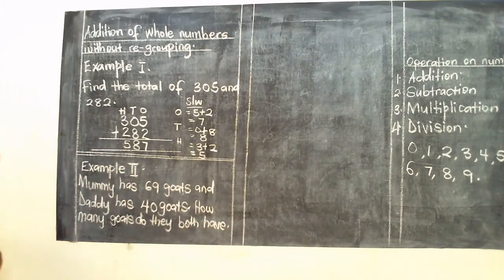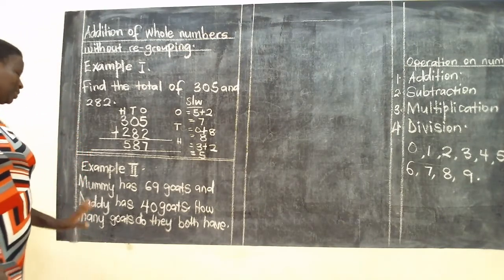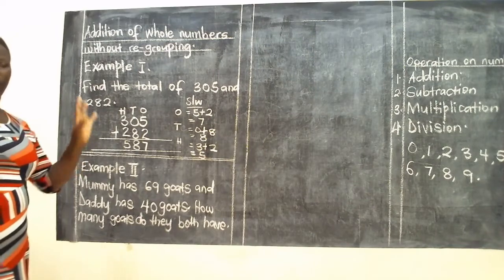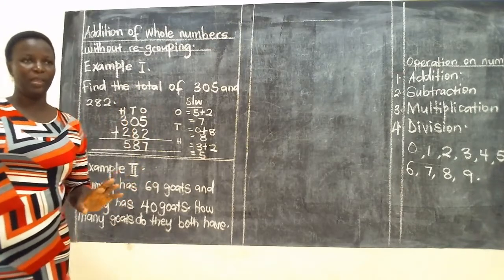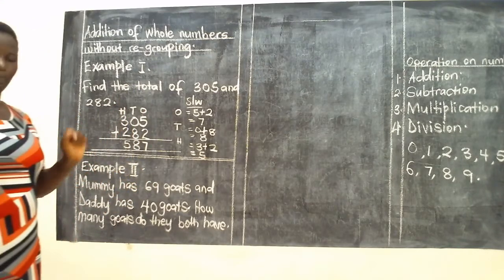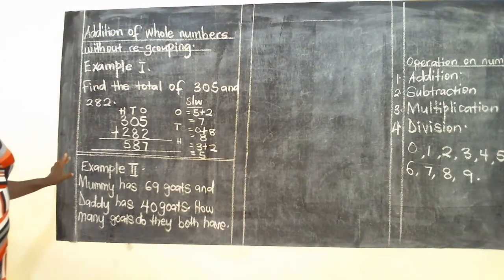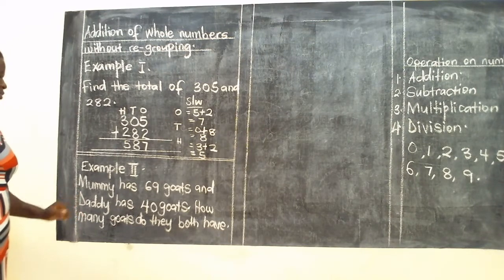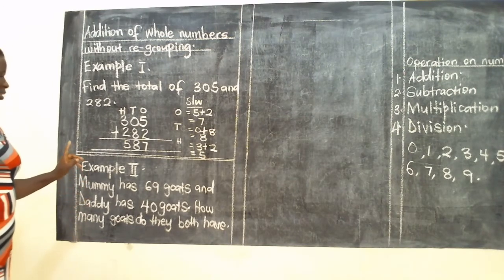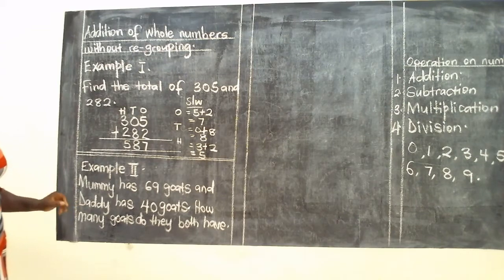We have an example which is in form of a word problem. We don't want to call them problems. In fact, they are word-related questions. When we say word problems, some of you think problems, so you fear them. They are not problems, but they are word-related questions. So this is a word-related question. Mommy has 69 goats and Daddy has 40 goats. How many goats do they both have?